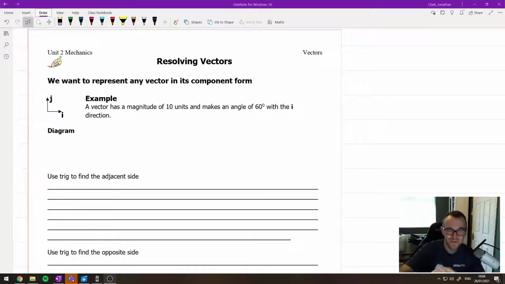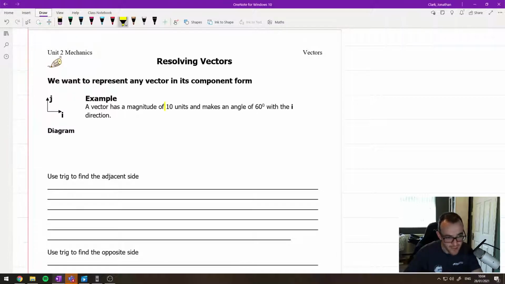Hey, so this is page 67. This is about resolving vectors. So these are talking about situations where you have a diagonal vector and you know the magnitude and the direction, but you might want to change it back so that you know the individual i and j components. So let's have a little read of this example.